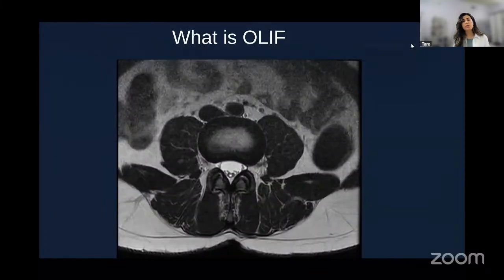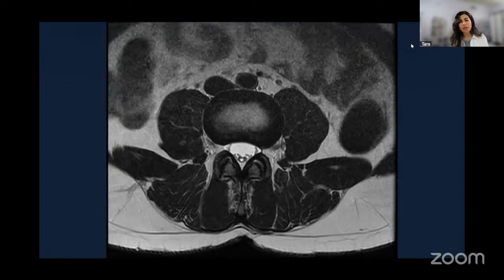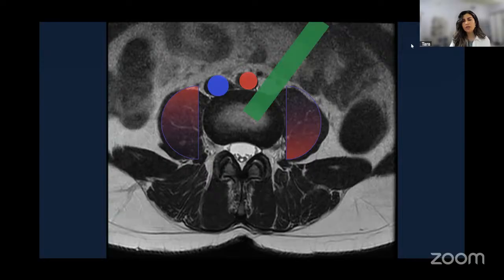So what is OLIF? As I mentioned at the very beginning, to give you a simplified picture, OLIF is a magnified form of the Smith-Robinson anterior cervical approach. It's a minimally invasive approach to the lumbar disc through a plane devoid of muscles. This is an axial section of the lumbar spine. You can see the major vessels, aorta, inferior vena cava, the two psoas muscles, and here is the trajectory of the OLIF approach, which is basically in between everything without having to cut or deviate anything.